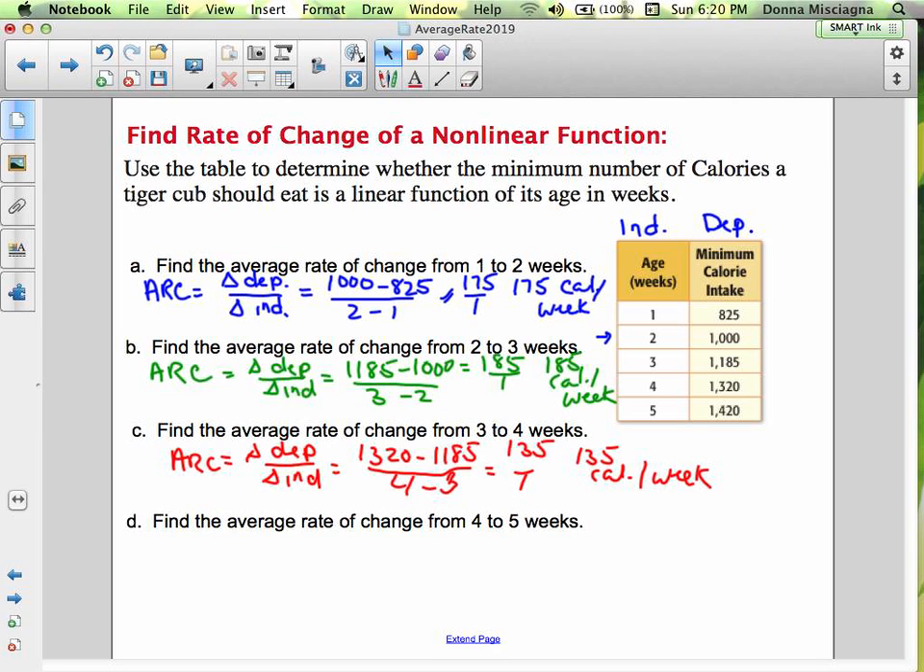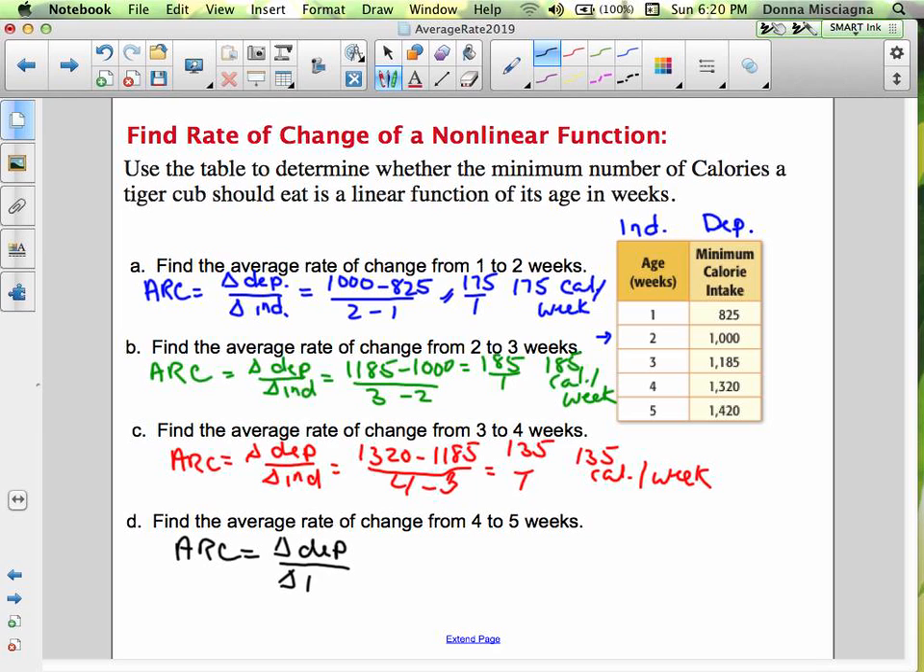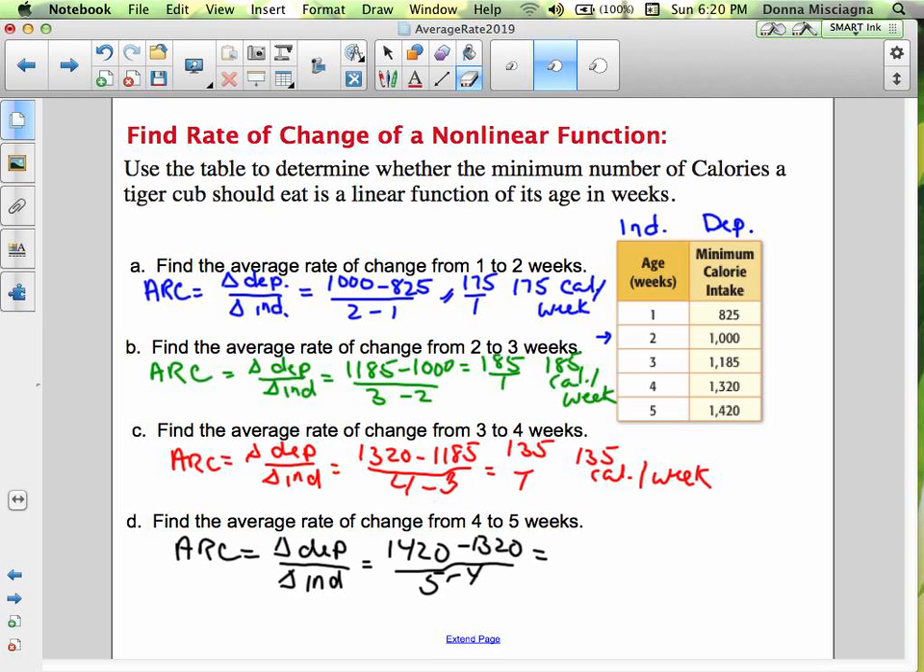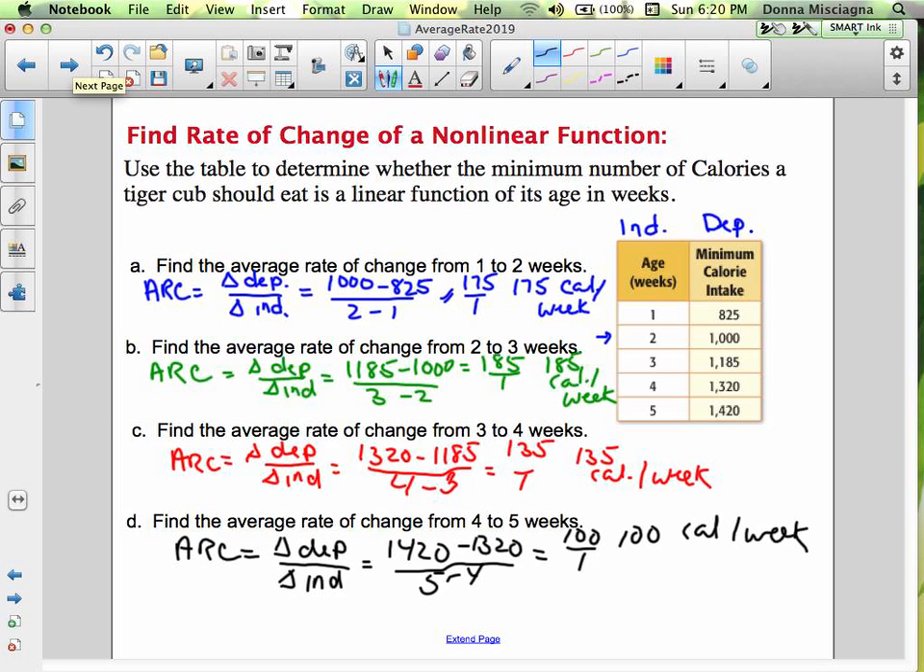And then finally, find the average rate of change from 4 to 5 weeks. So average rate of change equals change in the dependent variable over change in the independent variable. Right, so that would be 1420 minus 1320 divided by 5 minus 4. So that's 100 divided by 1, or 100 calories per week. So now we have found all of the different average rates of change between each pair of consecutive weeks.